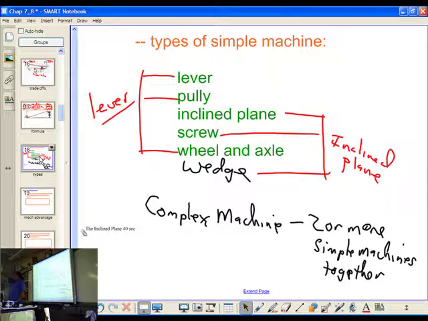The knife, what you use to cut up boxes and stuff like that. It is a complex machine. Why? Because this is made up of 2 simple machines. One, the knife itself is a lever. The edge of the knife is an inclined plane. It is a wedge, which is a type of inclined plane. Remember they talked about the pizza cutter. 3 simple machines: you have a lever, you have a wedge, and you have a wheel and axle. The handle's the lever, the wheel and axle on the wheel, and the edge is a wedge.